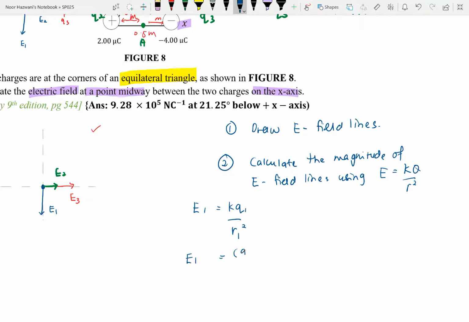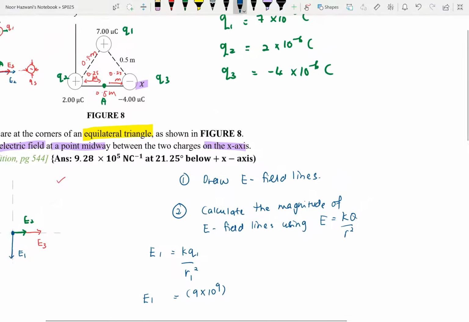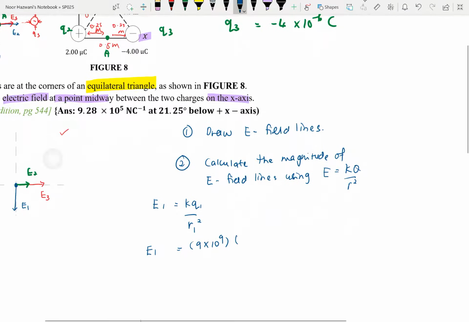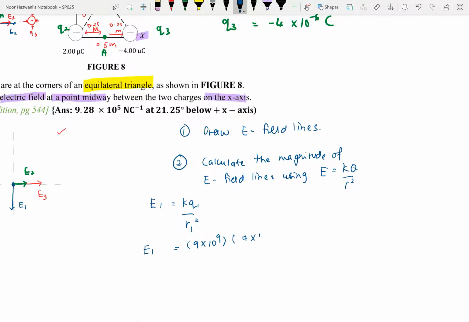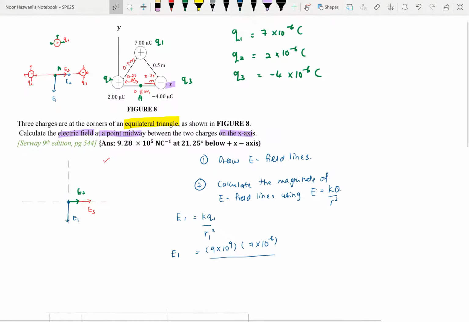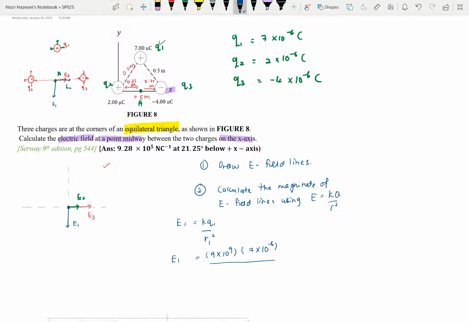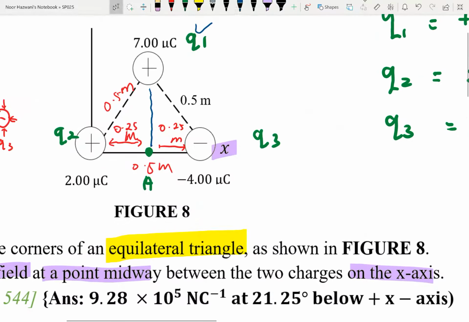So plug in the value. Okay, so Coulomb constant 9 times 10 power of 9. And then Q1 kita tadi berapa? 7 times 10 power of negative 6. And then jom kita tengok berapa distance di antara Q1 kepada point tersebut. So ini adalah distance yang sepatutnya, untuk R1. Tapi tak ada pula.